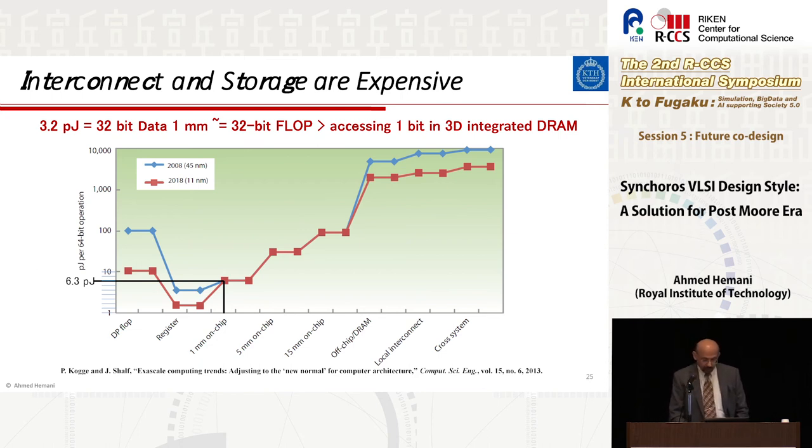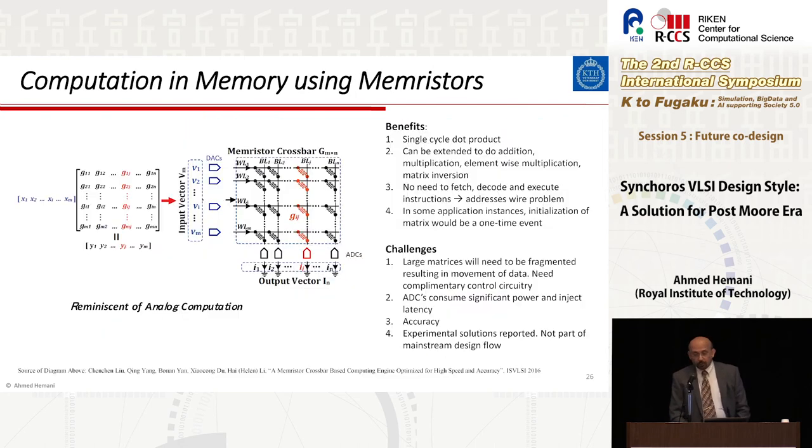How do we propose to do it? Well, we want to go beyond von Neumann in a true sense, not just accelerators. We want to use analog-like computation, in situ memory-based computation using memristors, where you can do dot products, and I think the group from Michigan has shown that you can extend it to also do addition. Another group in Milan has shown that you can actually do inversion and things like that as well. As you can see, you don't need to fetch any instructions, decode them or execute them. The physics, nature, does the computation for you. And now the challenges, of course, are that you still have a huge power consumption in the analog to digital conversion.